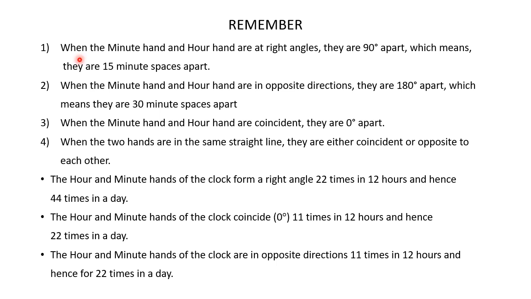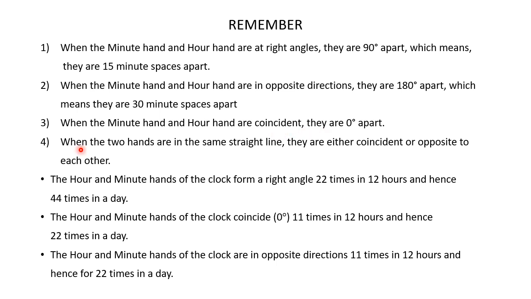When the minute hand and the hour hand are at right angles, they are 90 degrees apart, which means they are 15-minute spaces apart. When the minute hand and the hour hand are in opposite directions, they are 180 degrees apart, which means they are 30-minute spaces apart. When the minute hand and the hour hand are coincident, they are 0 degrees apart.